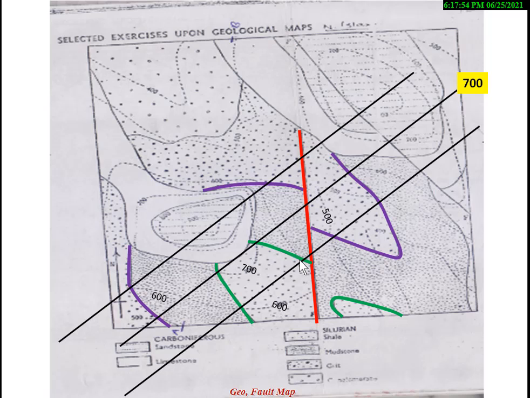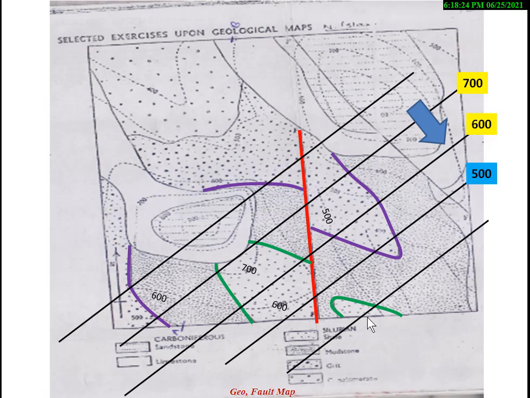This is the 600. Now this strike line, 600, does not touch this green line. So again we need to draw another strike line. How? With the help of this difference. This is the 500 strike line. You see here, this is a 500, but it does not touch this green line. So we need another strike line. See here, it touches the green line.